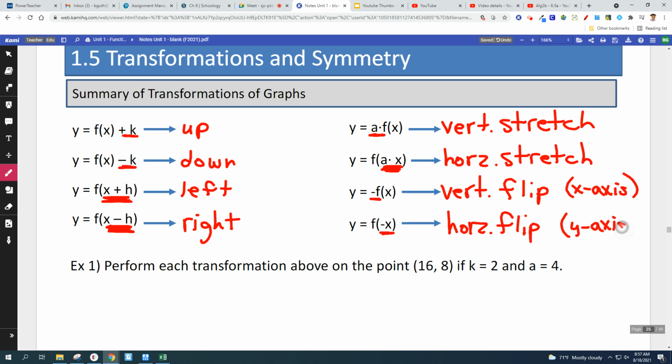And so that maybe seems backwards to what you would think, but if you visualize, here's the axis. If I do a vertical flip, it's going to flip this vertically. I just flipped it over the x-axis. But if I'm going to flip it horizontally, that just flipped it over the y-axis. So it is kind of backwards from what you might expect.